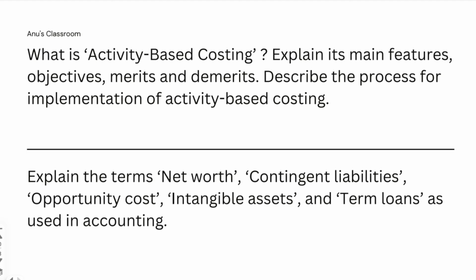Okay, so the next is: what is activity based costing? Explain the main features, objectives, merits, demerits. Describe the process for implementation of activity based costing. This activity based costing is actually a method for assigning overhead as well as indirect costs, such as salaries, utilities and all, to the products and services that are generated by the company.